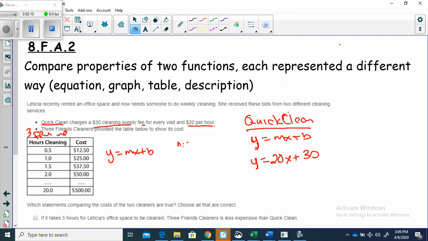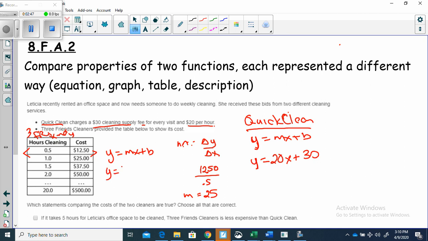We know our m is always equal to the change in y over the change in x. Okay, so here's our x, here's our y. Change in y, 25 minus 12.50 would be 12.50. Let's see. 1 minus 0.5 would be 0.5. So if you divide 12.50 by 0.5, your m would be 25. It's $25 per hour. That's your rate of change.